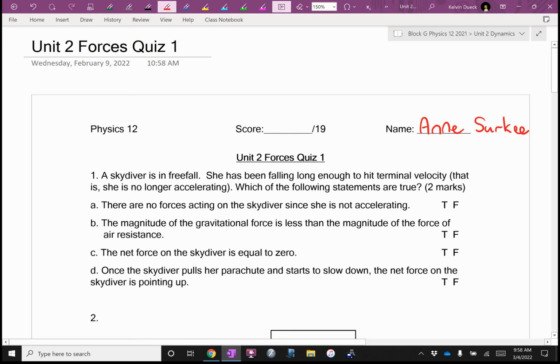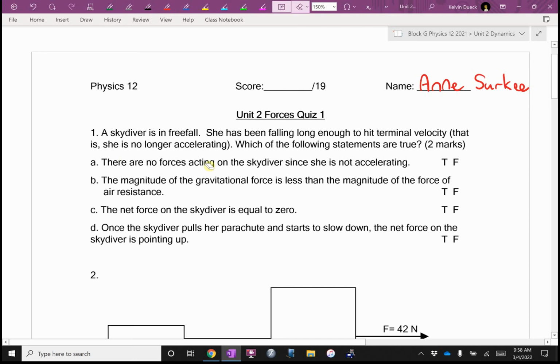A skydiver is in free fall. She has been falling long enough to hit terminal velocity. Which of the following statements are true? A, there are no forces acting on the skydiver because she's not accelerating. True or false? How do you know? What are the forces acting on her? Get the obvious one. What else? Air resistance. Okay.